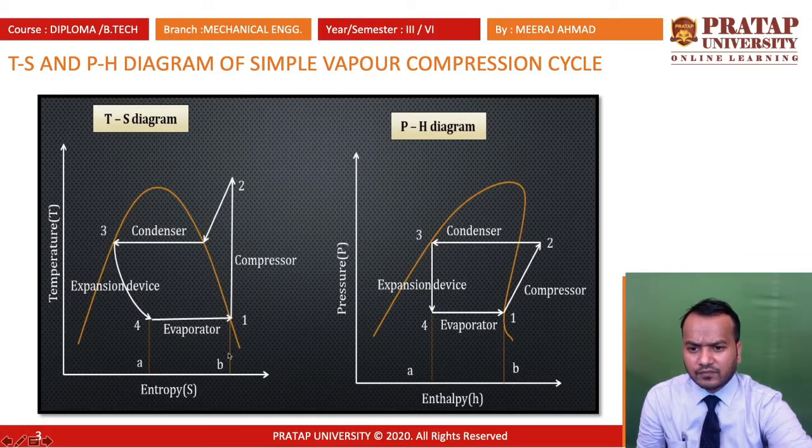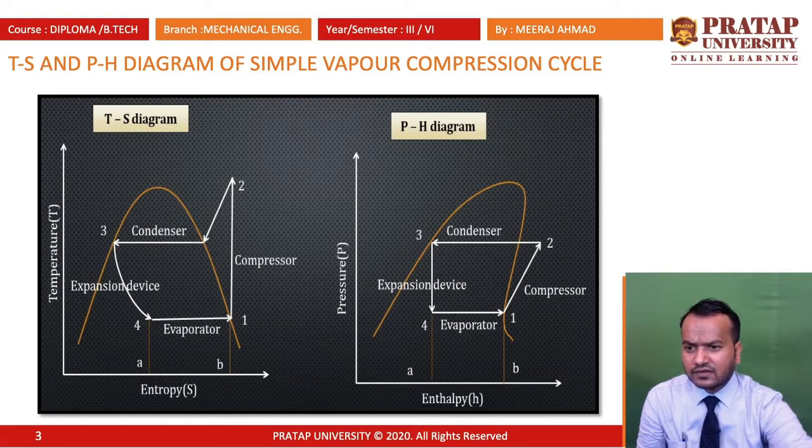The entropy at points 1 and 2 should be equal, because in the compressor an isentropic process takes place. Now this superheated vapor enters the condenser. In the condenser, the constant pressure heat rejection process takes place. The heat is rejected to the surroundings, and this superheated vapor is converted into saturated liquid refrigerant.